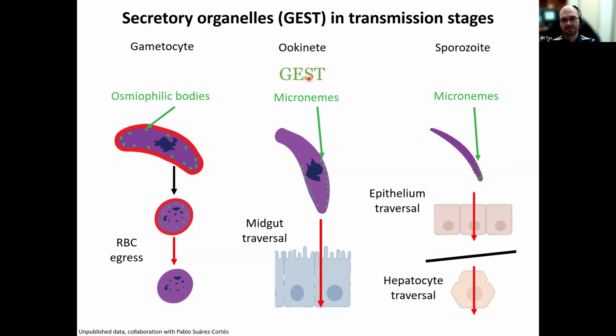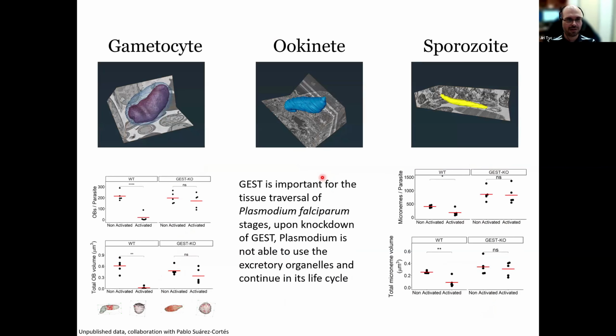And when Pablo knocked down this component, he found that it looks like the parasites are not able to get through the tissue. So he wanted to see what actually happens to the organelles. So that's what we did. There were a lot of different samples. There are a lot of different stages.